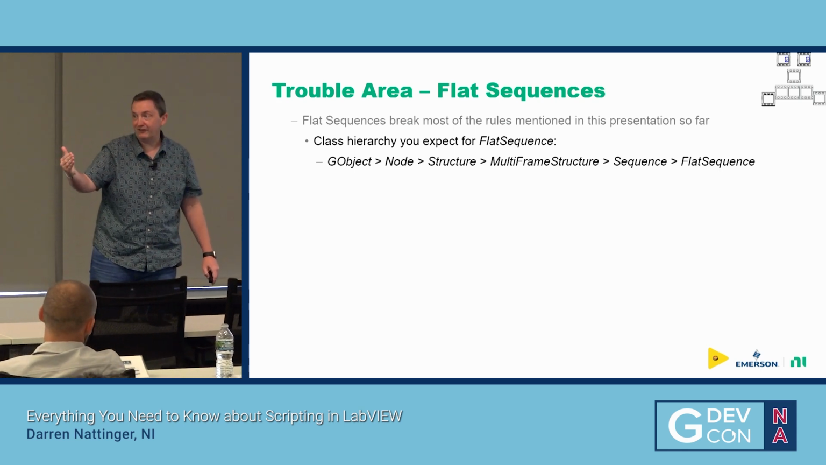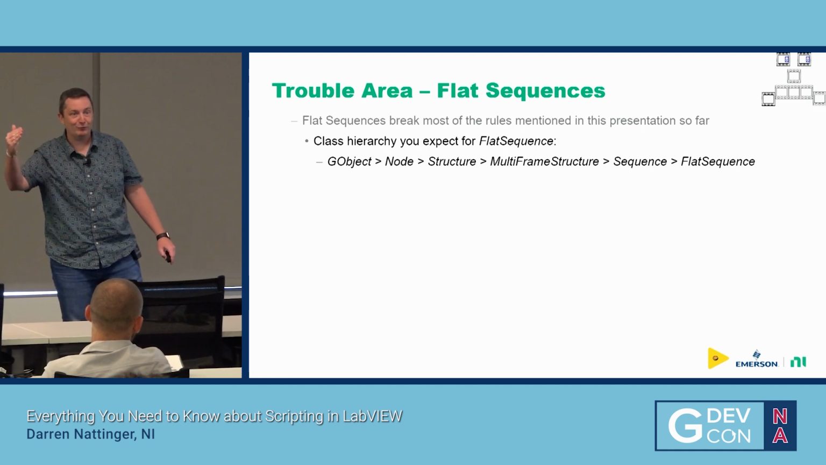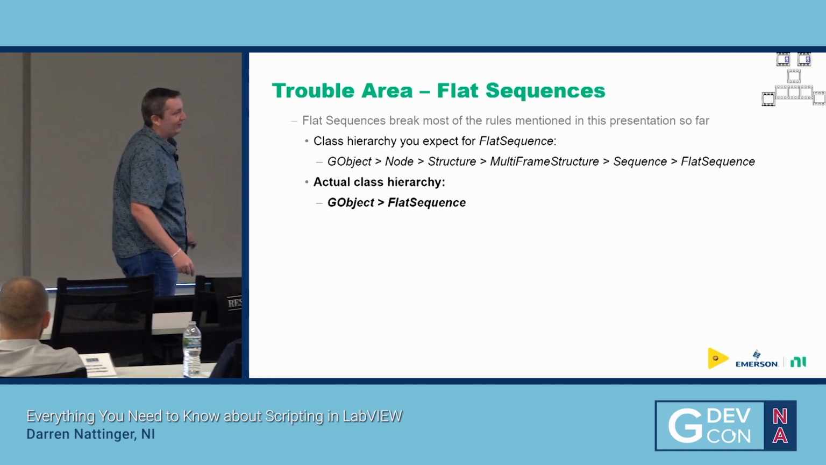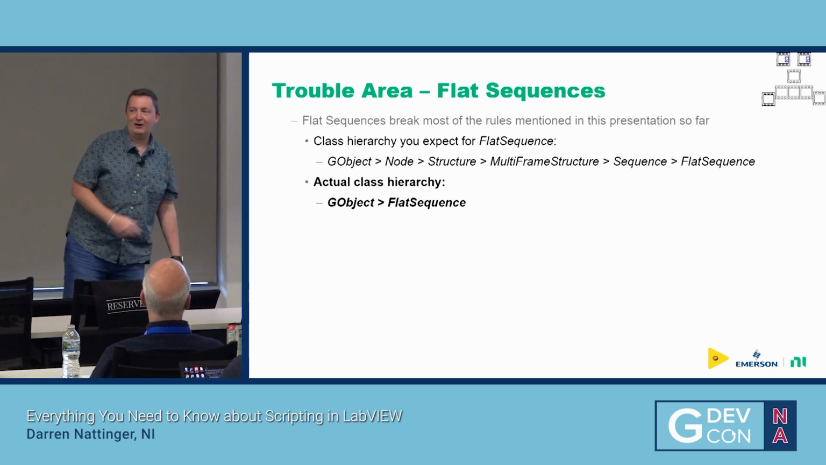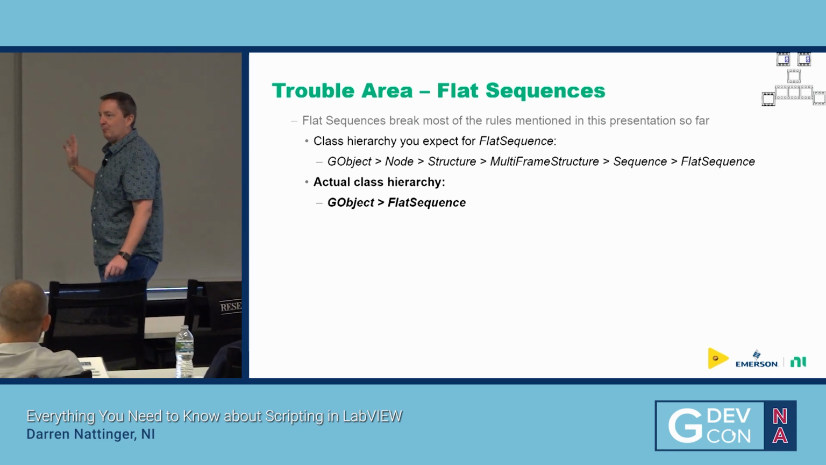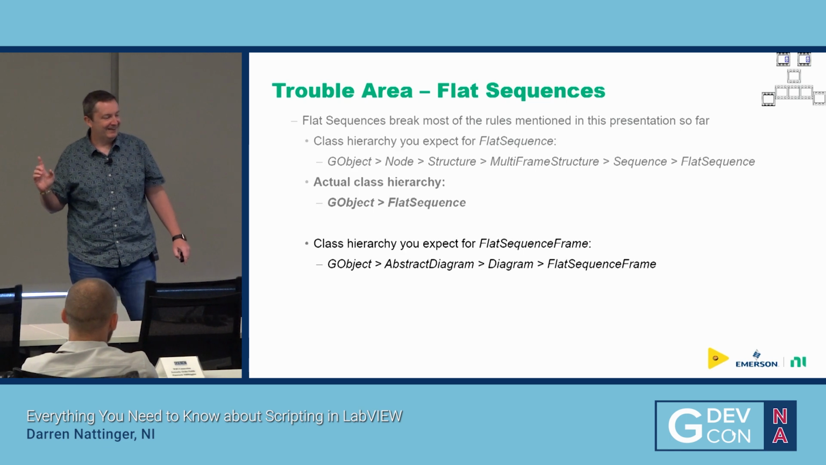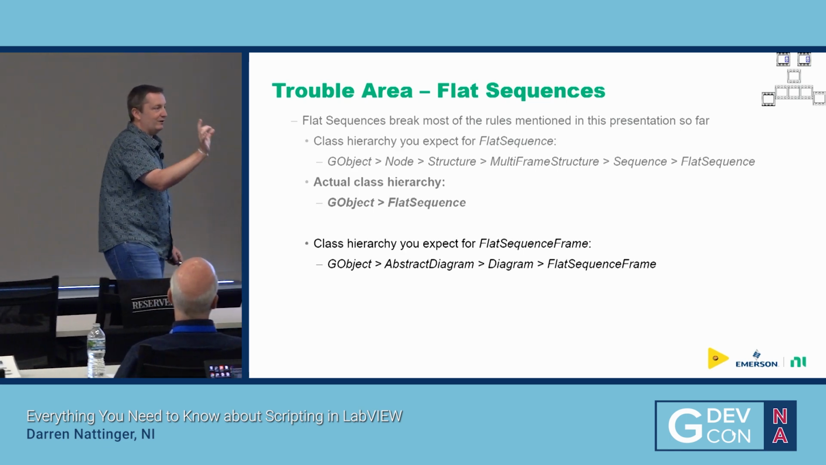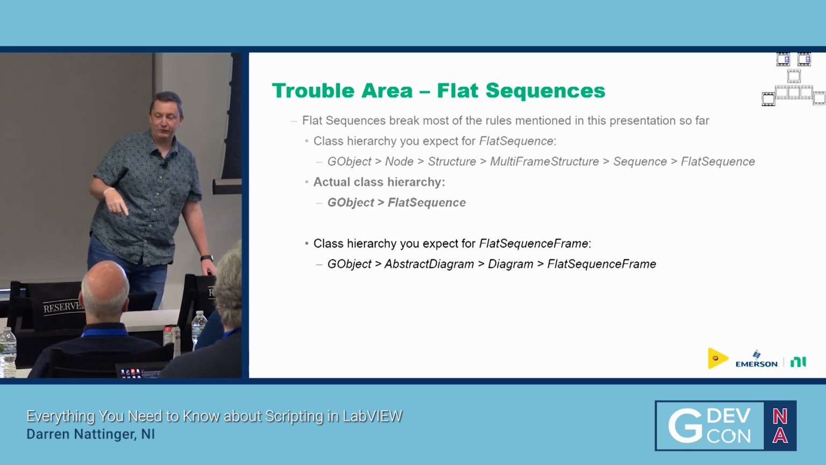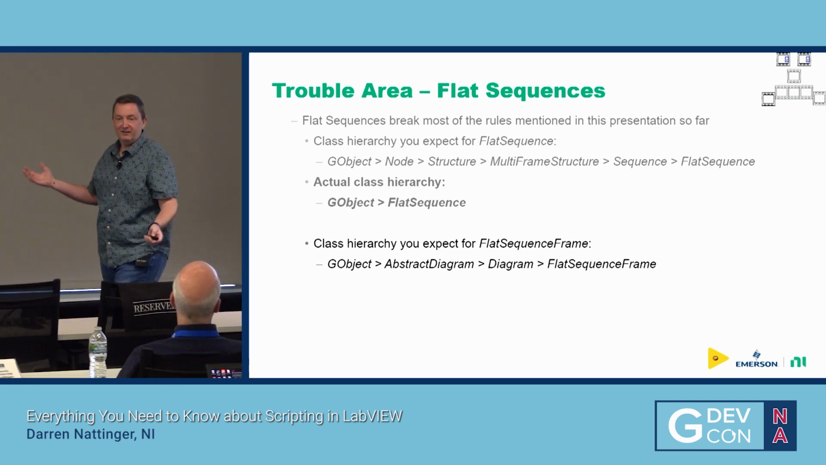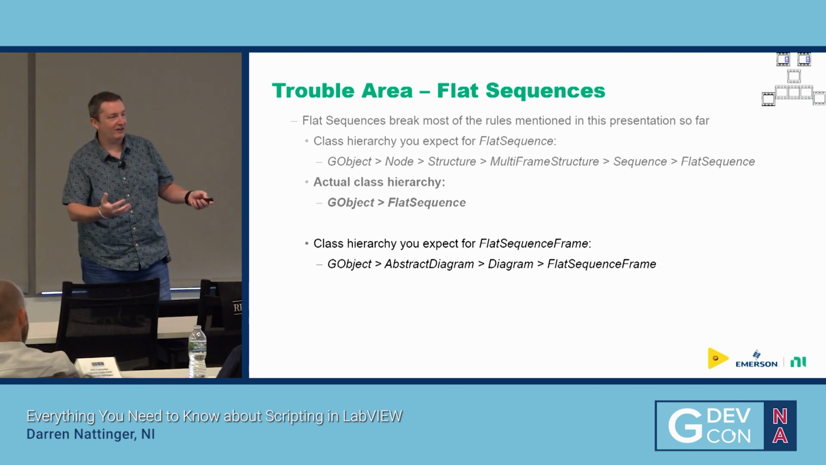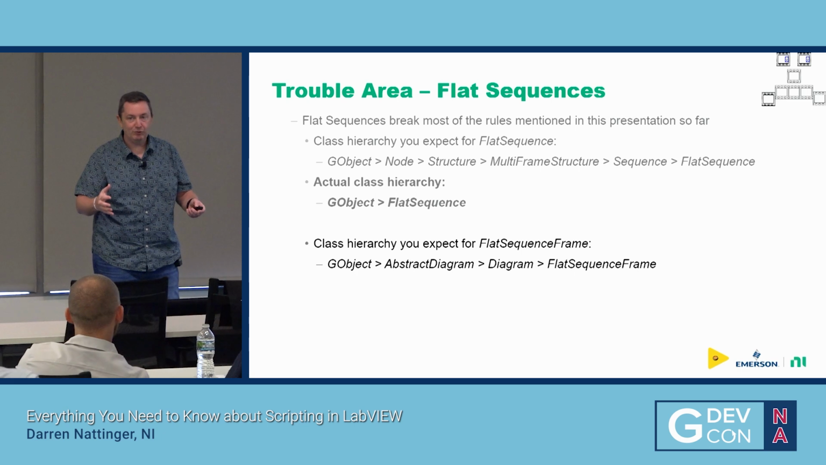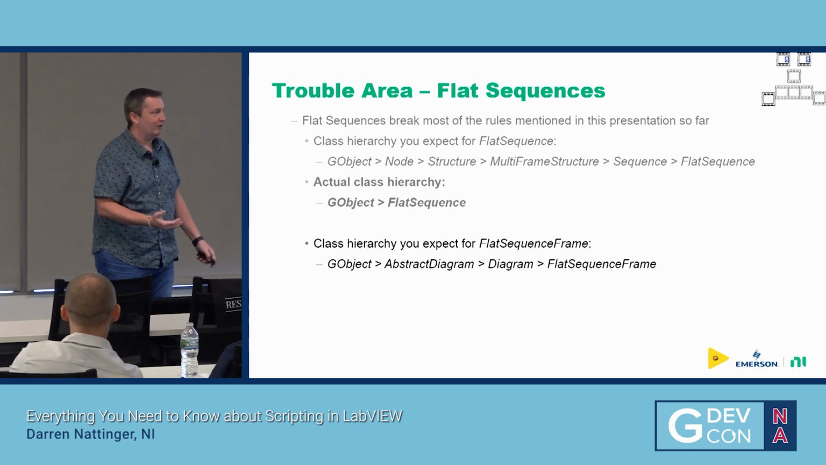There's a sequence class, so you would probably expect that the flat sequence would inherit from that sequence class, right? Wrong! The actual class hierarchy of flat sequence is that it just inherits directly from GObject. But it gets worse. The frames of flat sequences, so the block diagram inside of a frame of a flat sequence where you can drop stuff, you would expect that GObject has a child class called abstract diagram. We'll forget about that. Diagram, right? And then you would expect flat sequence frame to inherit from diagram.